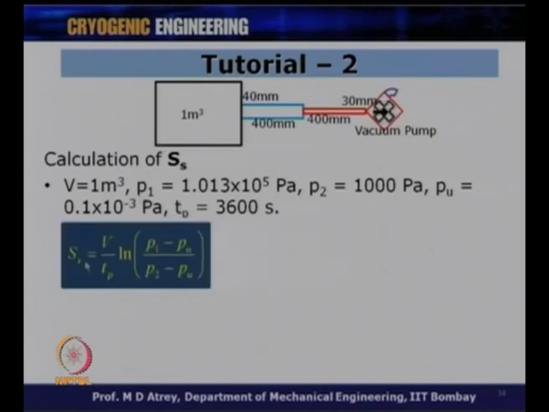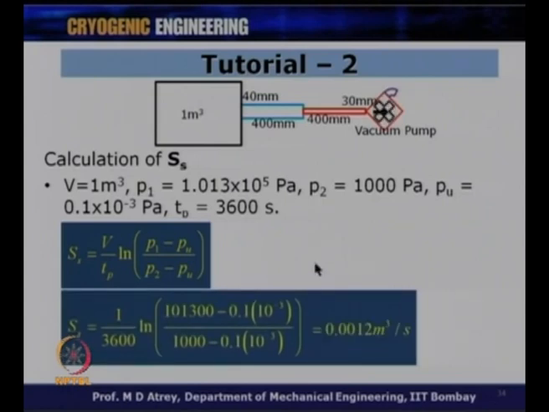So, all the things in the formula are known to me. I got a formula which is Ss is equal to V upon Tp log of (P1 minus Pu) divided by (P2 minus Pu). I can put the values over here and I can get my Ss to be equal to 0.0012 meter cube per second. This is my system pumping speed. So, if I know the system pumping speed, and if I know the conductances over here, I can now calculate my pumping speed, or vacuum pump speed required for this particular operation, so that I can have Tp to be equal to 3600.